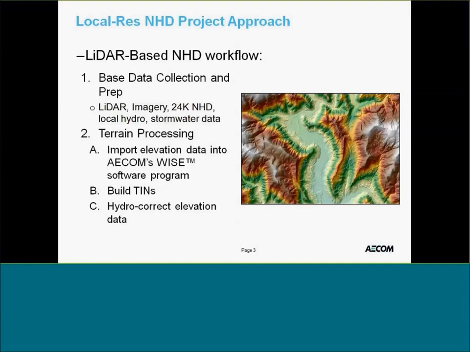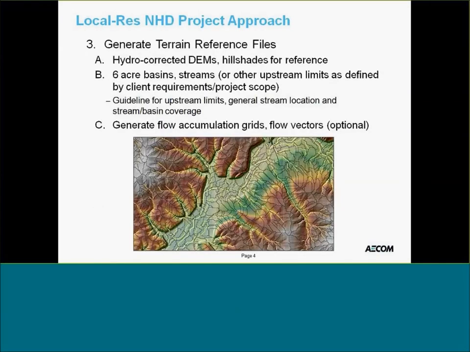So we'll import that LIDAR data into WISE, build our TINs, and hydrocorrect the elevation data, at which point we can start to generate our reference files for local res NHD. And those reference files are going to include hydrocorrected DEMs and hillshades. And then we're also able to generate 6-acre basins and guide streams. And we use those to help with determining the upstream limits and general stream location, basically making sure that we have complete coverage for a basin.